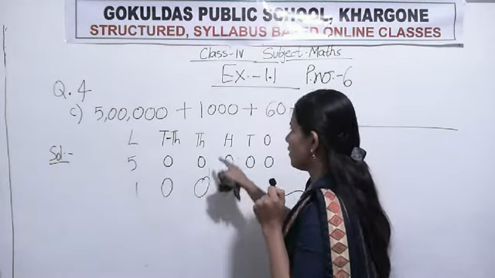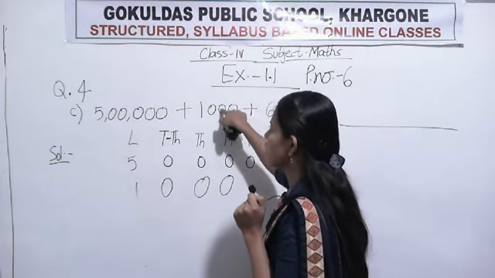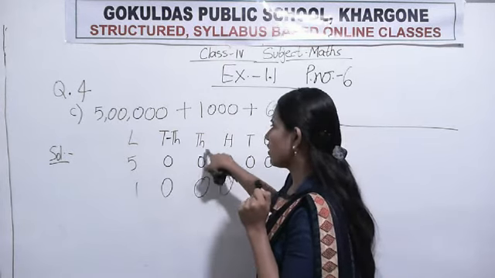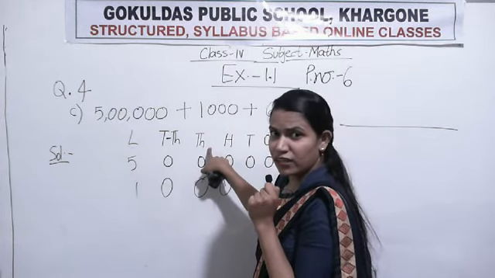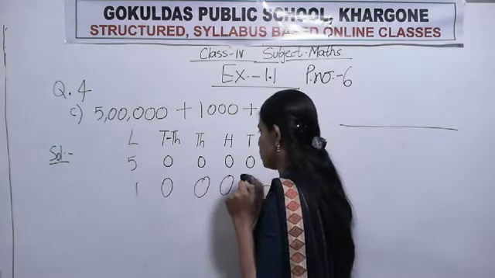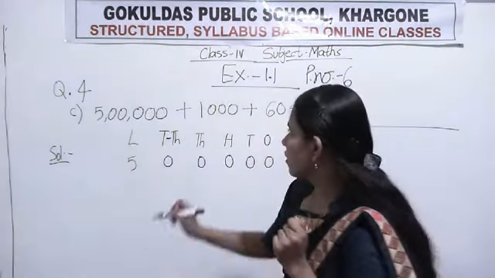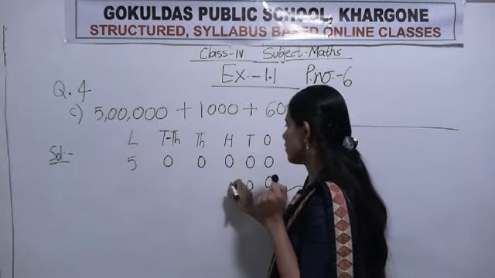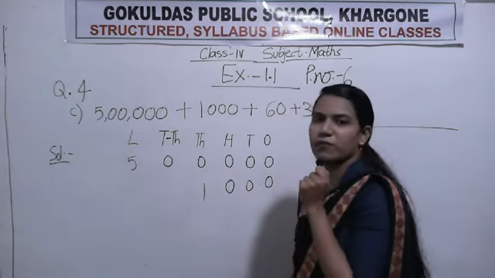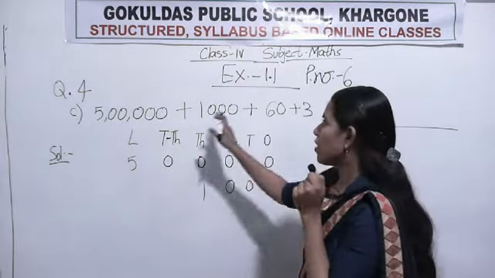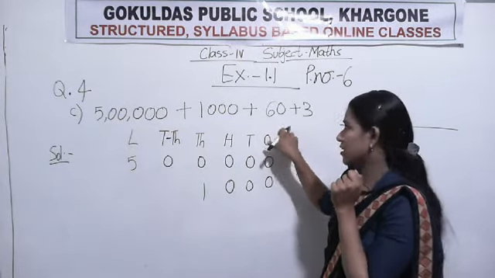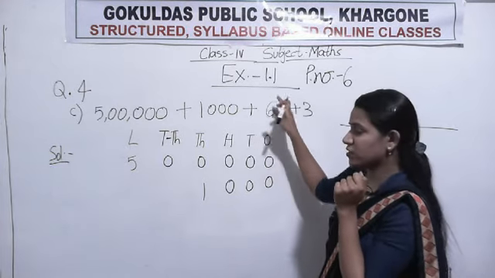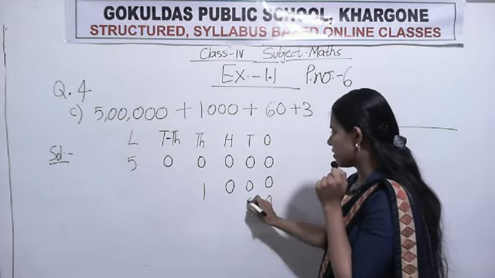Here you can see that in 1000, 0 is at the ones place, here 0 is at the tens place, but here what did you write? You wrote this 0 at the hundreds place, this 0 at the thousands place. So did you put it correctly? No, right? So you have to put this 0 at the ones place, this 0 at the tens place, this 0 at the hundreds place, and 1 at the thousands place. Okay. Now come to the next number, that is 60. In 60 you can see 0 is at the ones place and 6 is at the tens place. Now put 0 at the ones place, 6 at the tens place.